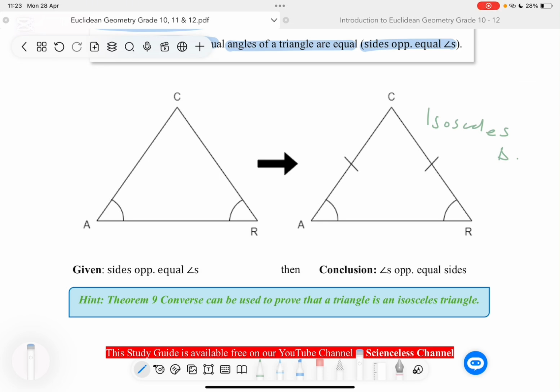And for that reason, we can use this theorem if we want to prove that a triangle is an isosceles triangle. Once you are able to find a pair of sides that are the same in a triangle, then we know that it's an isosceles triangle, because by definition, an isosceles triangle is one that has two sides that are exactly the same in length.